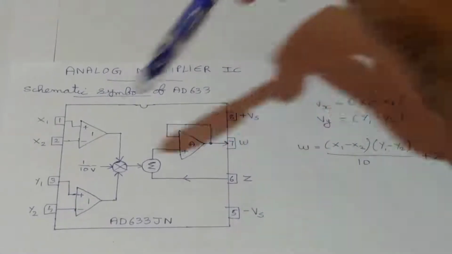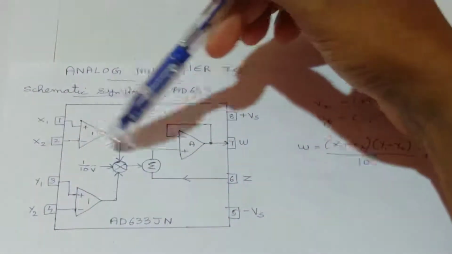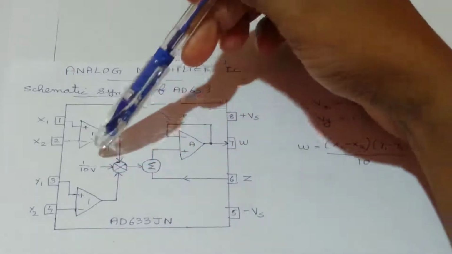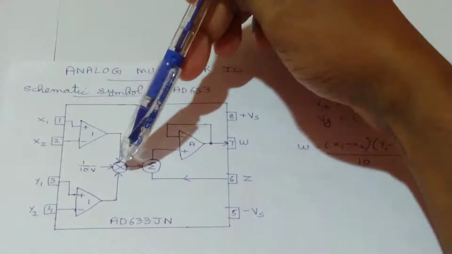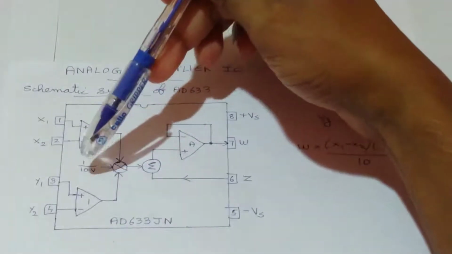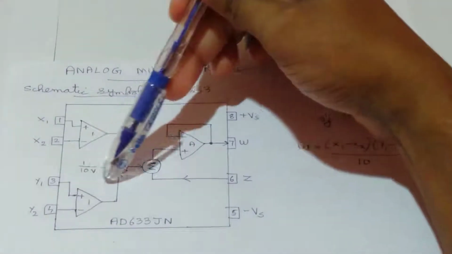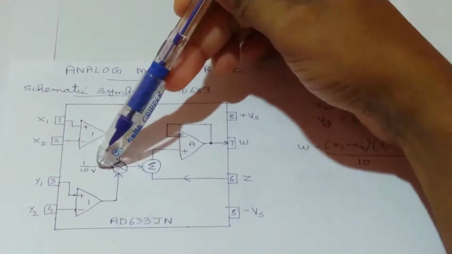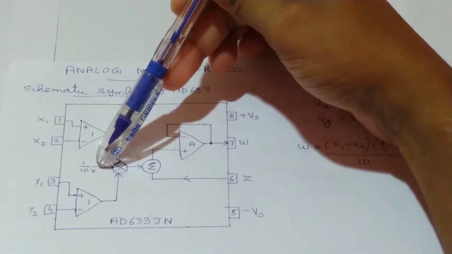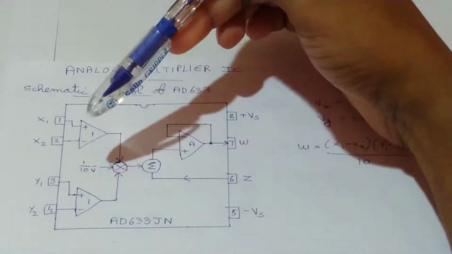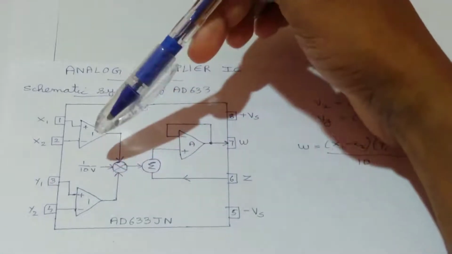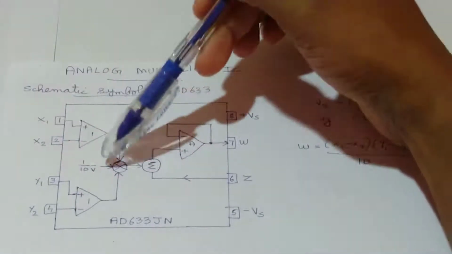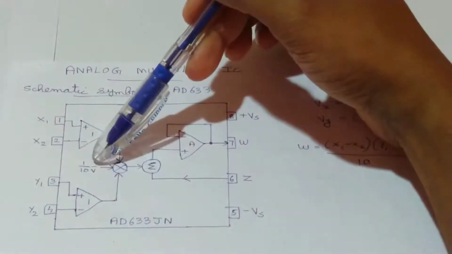Then the outputs of these op-amps are multiplied together by using this multiplier junction, and we can see that the third input to this multiplier junction is 1/10 volt. This 1/10 volt acts as the scaling factor K. We have already seen in our previous class that the output of the analog multiplier IC is Vout equal to K times Vx Vy. That scaling factor K is here 1/10 volt.